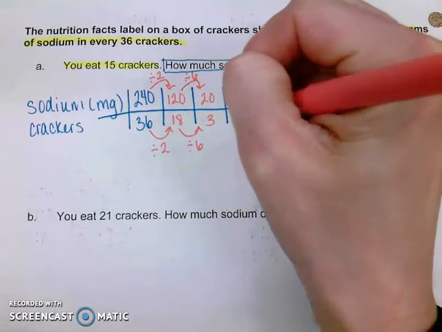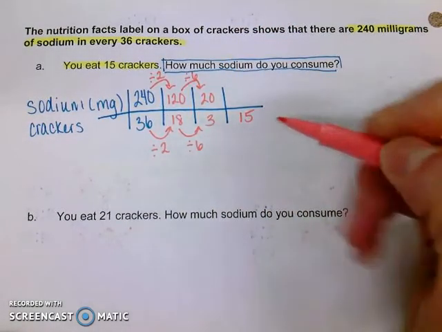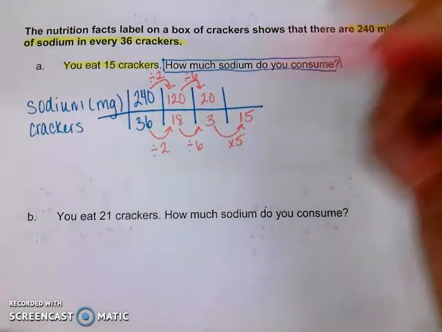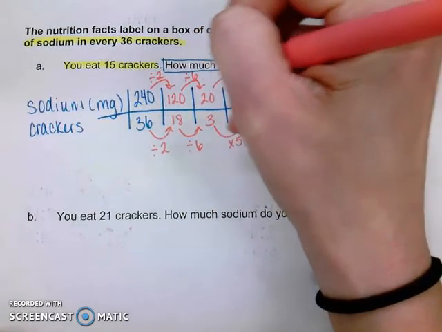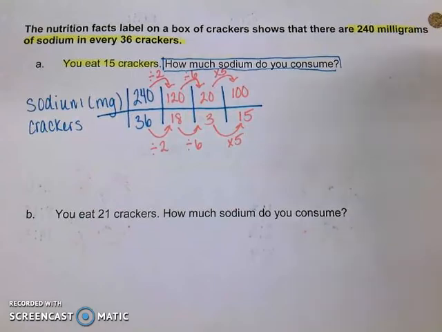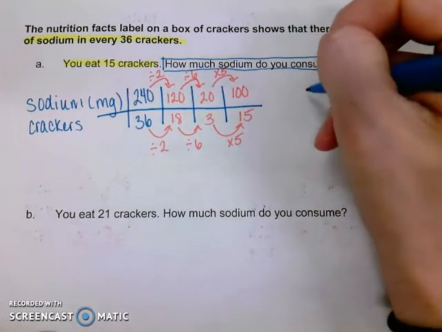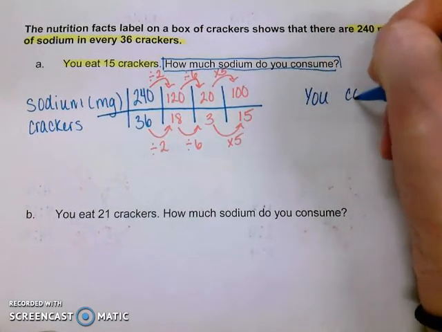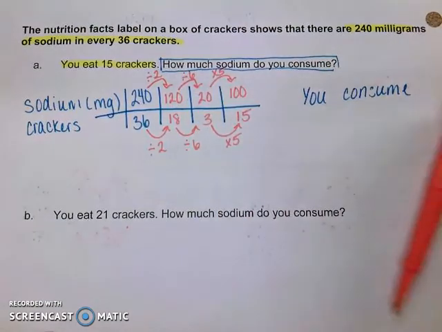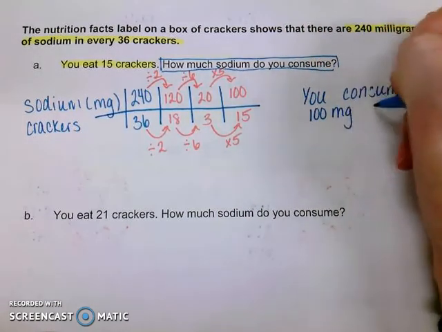Okay, again, we want this number to be at 15. So if I want 15 here, I do know that I can go from 3 to 15. I can switch to multiplication now and do 3 times 5. So then I have to go up here and multiply by 5 to get 100. So if I look at this now, if I eat 15 crackers, I consume 100 milligrams of sodium. So remember, when we write our complete sentences, we restate the question. How much sodium do you consume? You consume 100 milligrams of sodium.